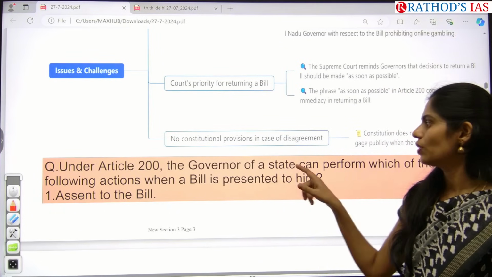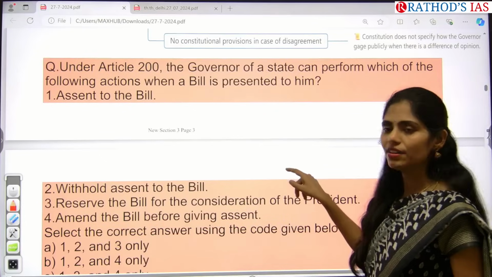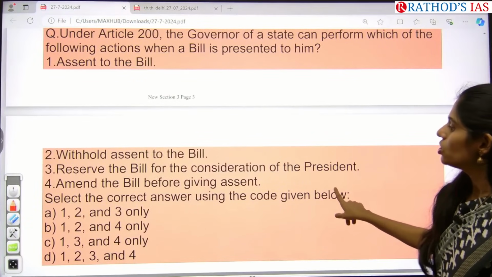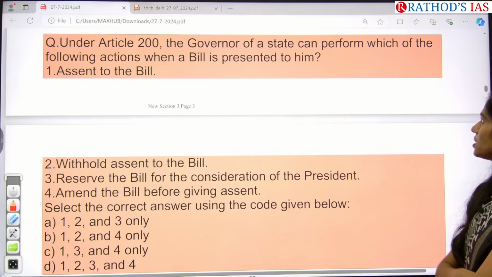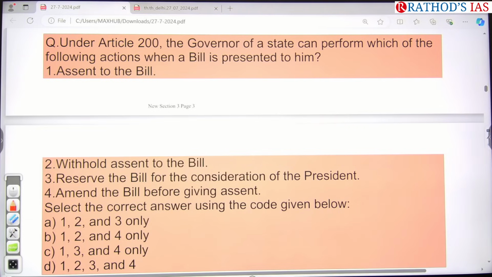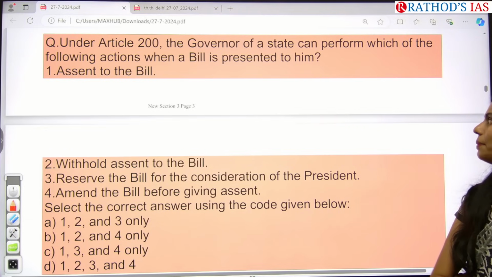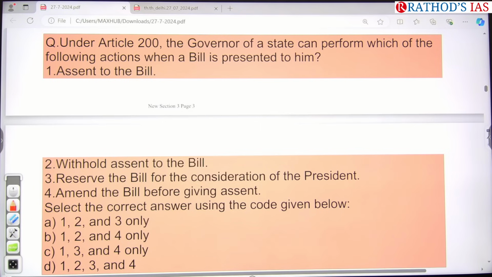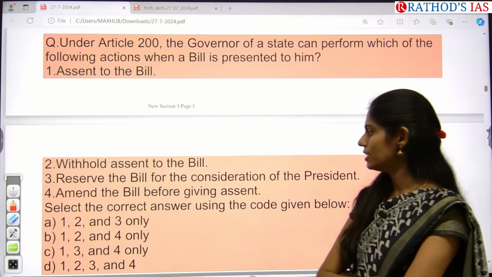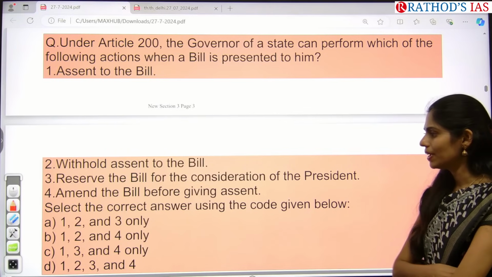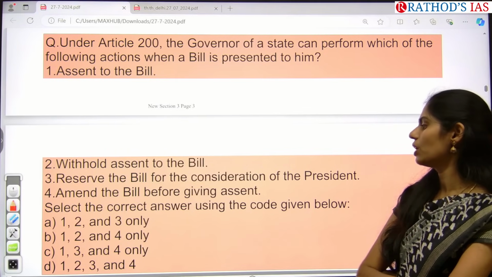So this is also one important thing that we are seeing in our constitution. Here you can see one question. Under Article 200, the governor of a state can perform which of the following actions when a bill is presented to him? He can give assent, he can withhold assent, he can reserve the bill, and amend the bill before giving assent.